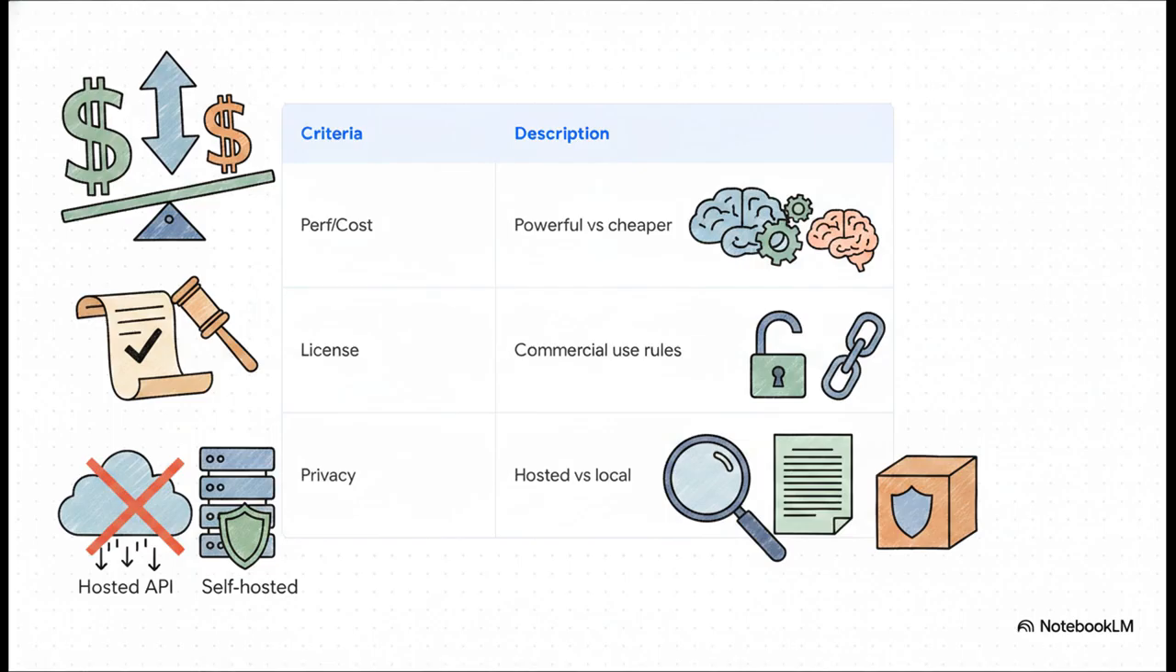Second is licensing. If you choose to run open-weight models locally, you must ensure the underlying license actually permits your specific commercial application. And third is data privacy. If you're hitting a proprietary hosted API, you have to read the fine print to ensure they aren't using your company's proprietary data to train their future models. Compare that against utilizing a self-hosted open-weight model where you retain absolute privacy.